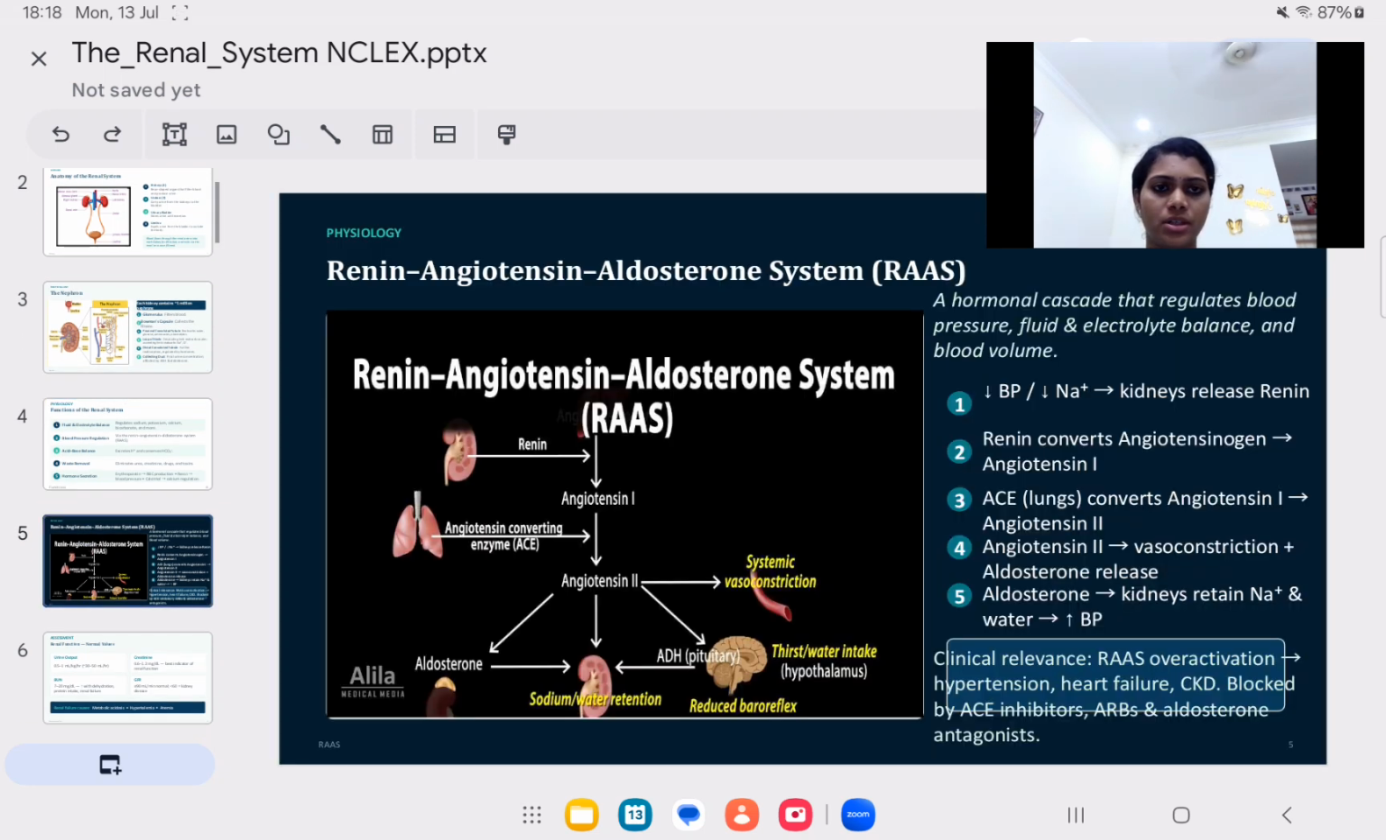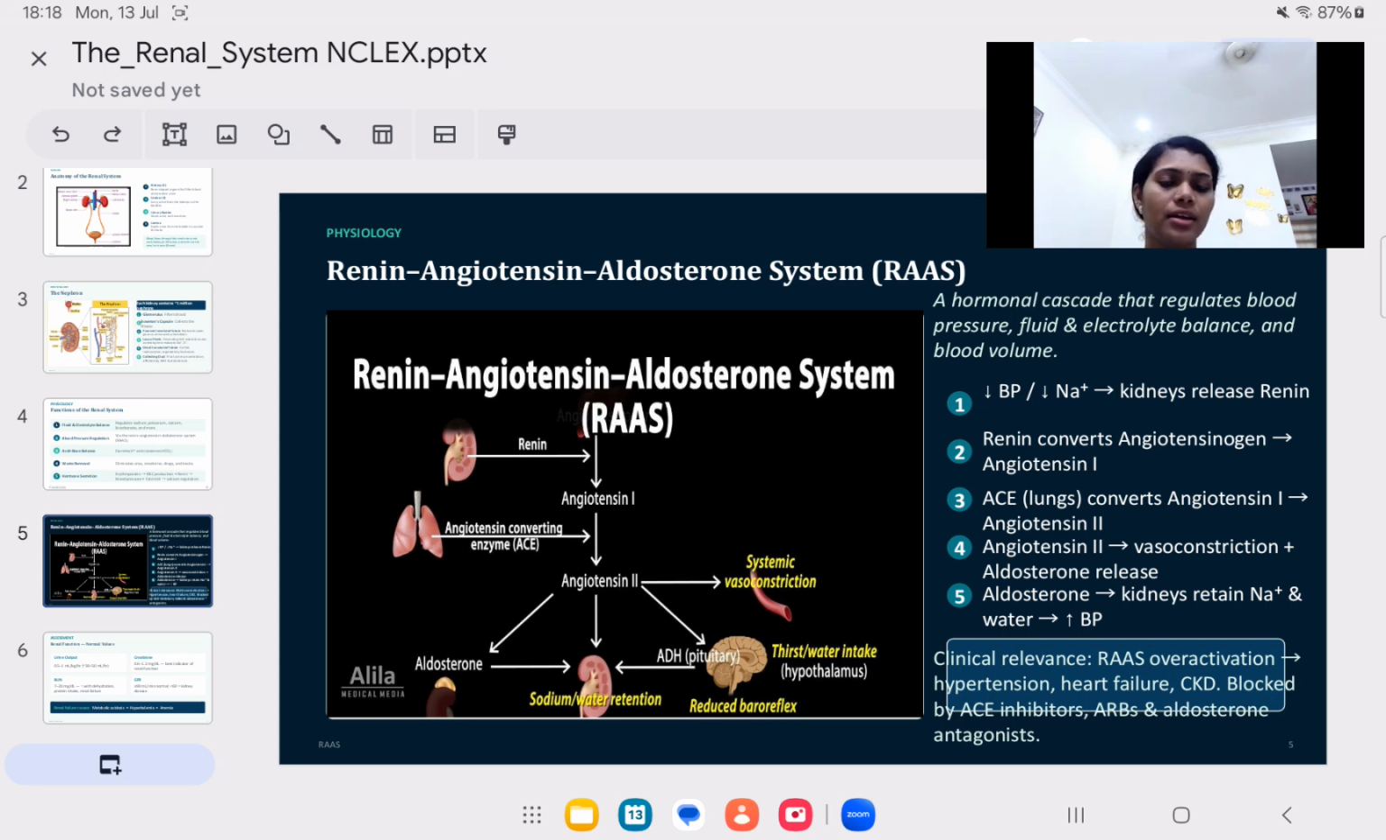Okay, we can discuss the renin angiotensin aldosterone system, the RAS mechanism. It is not very important, but we can get an overview so you can understand how it takes place. The kidney secretes the hormone renin. In case of any BP fall or lower level of sodium, the kidney will release renin.